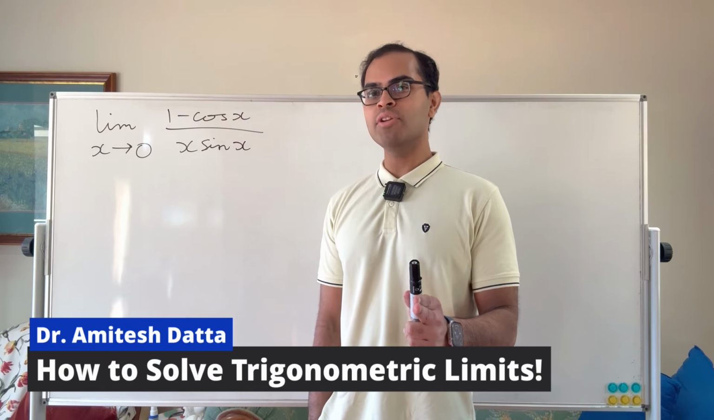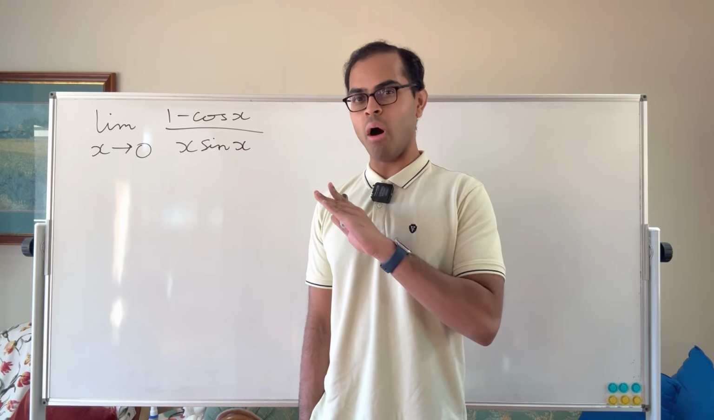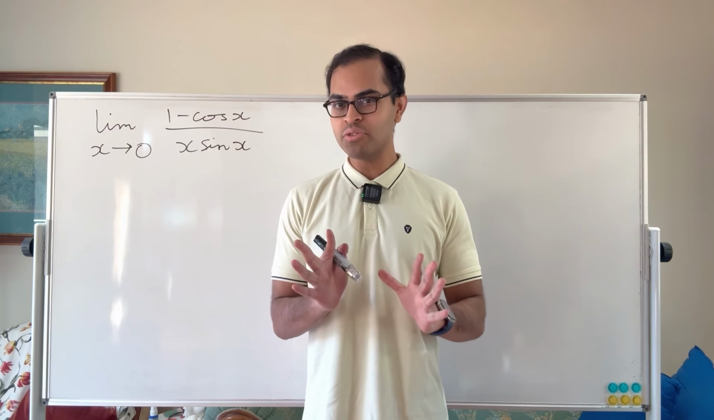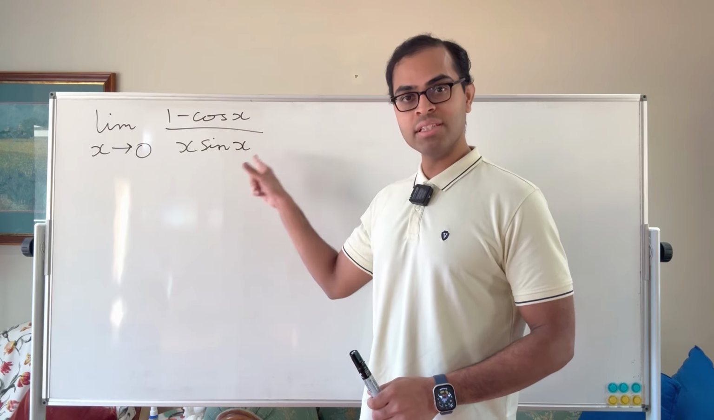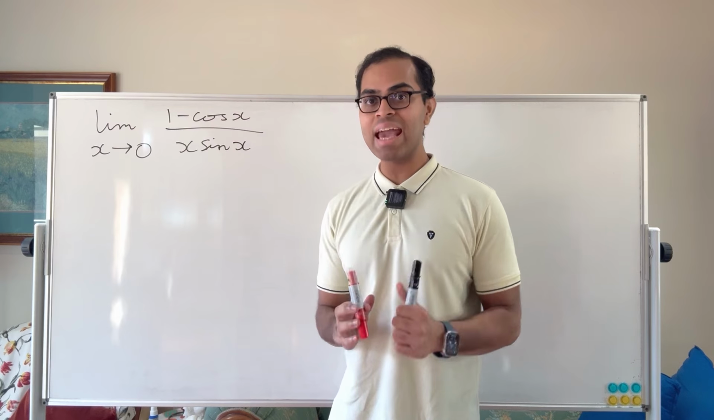When you see a trigonometric limit, there's only one trick you need to know. Master this one trick and you've got all trigonometric 0 over 0 limits effectively covered. What's that trick going to be? We're going to check it out with this limit here. Limit x goes to 0 of 1 minus cosine x by x sine x.